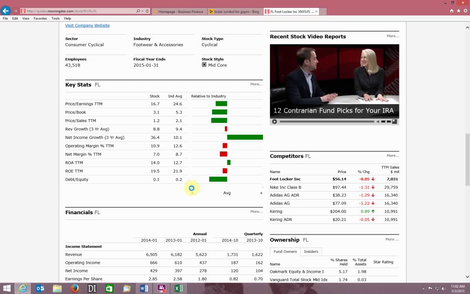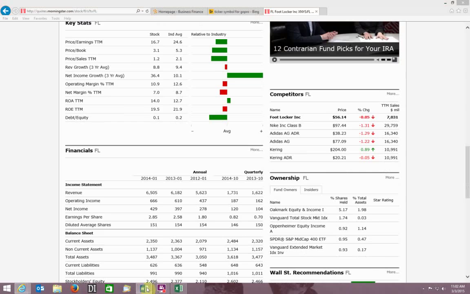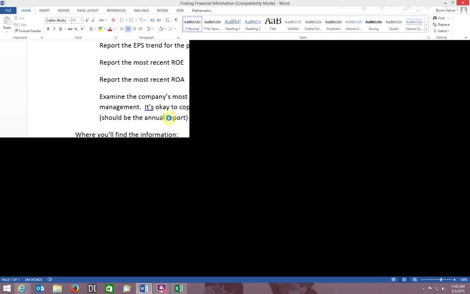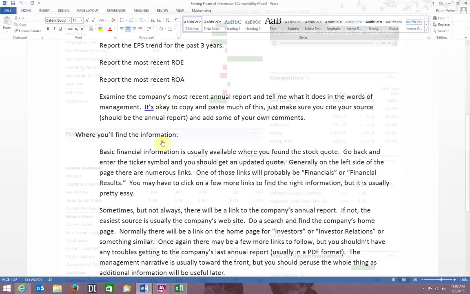Now, I asked you also then to provide some other basic financial information. As I'm scrolling down here, I think all of it I can find right here on this main page, right? If I can get this thing to work and come back. So I got earnings per share trend, and I think I had sales trend.